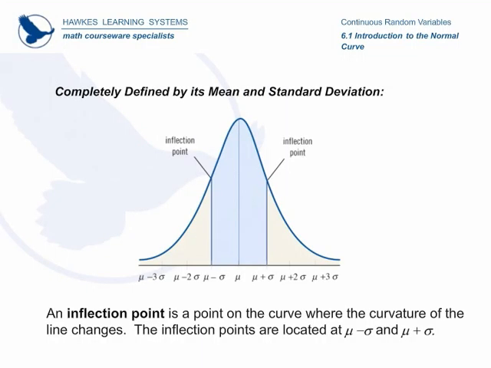Now we look at how a normal curve is completely defined by its mean and standard deviation. We can see from the pictorial an inflection point, and the inflection point on both sides of the mean is a point on the curve where the curvature of the line changes. The inflection points are located at the mean minus 1 standard deviation and the mean plus 1 standard deviation.